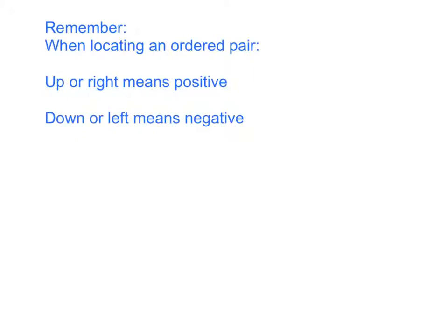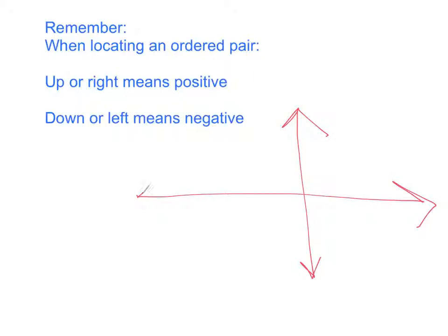One thing to remember is that when you're locating an ordered pair, up or right means positive. So if you are going up or right, everything in this direction is always positive. Remember that if you're going down or left, then you're looking at negatives.